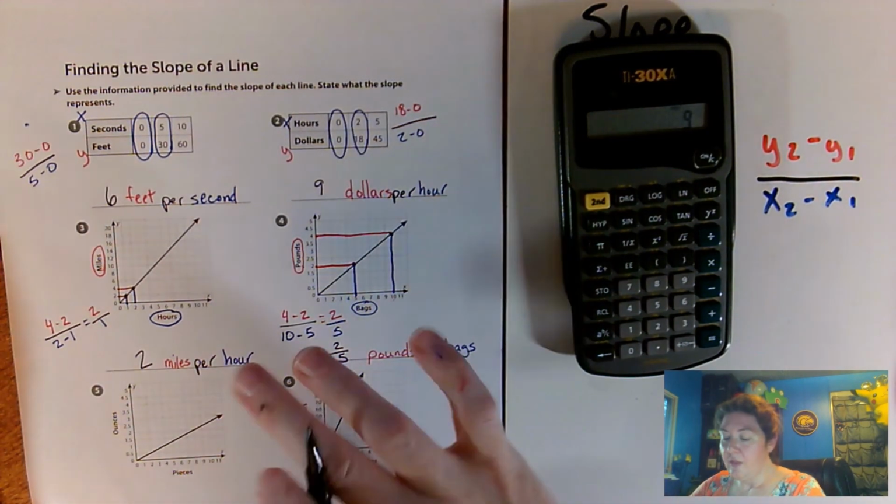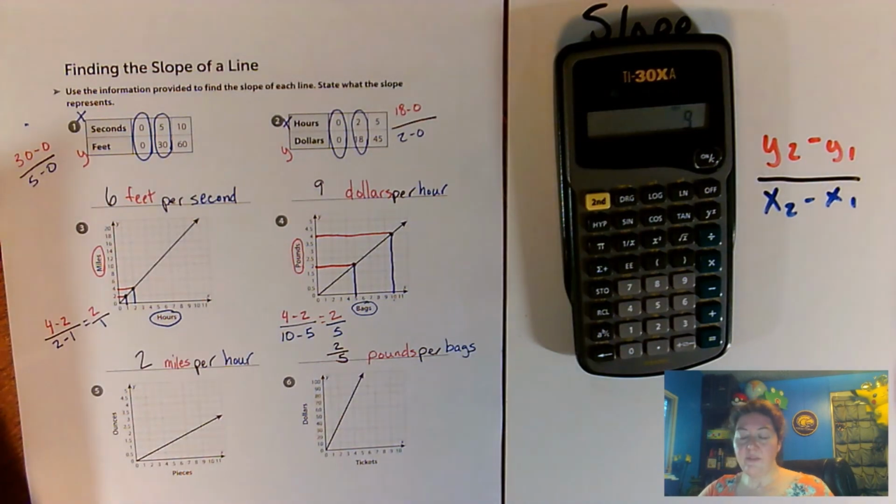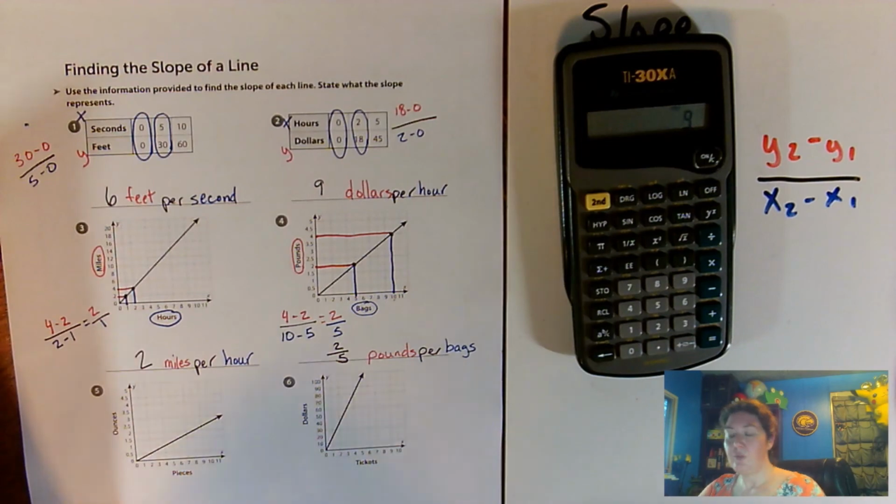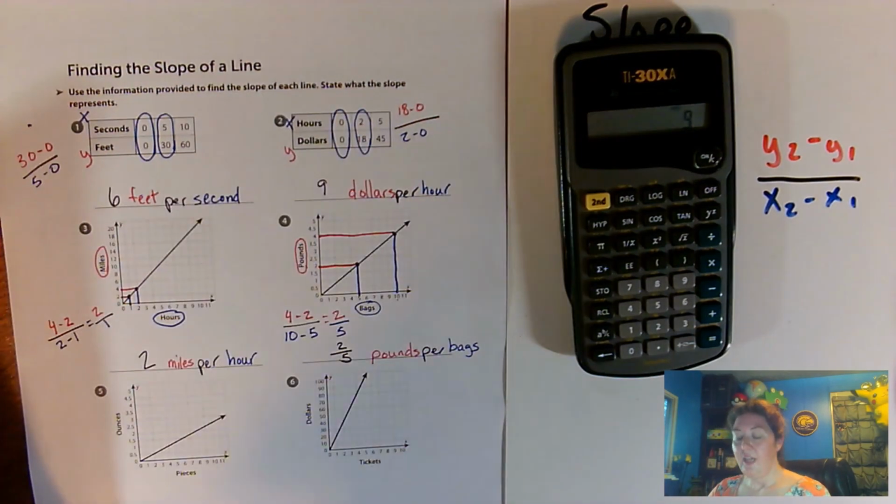So the rest of these 5 through 10 are exactly the same. You do follow these steps exactly and you'll have it.